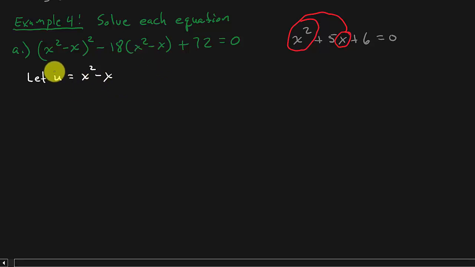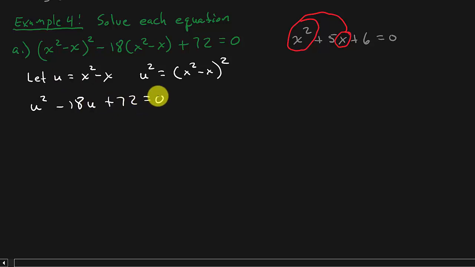So now I want to square both sides here. And when I do that, I get u squared equals x squared minus x squared. And you can see that when I squared both sides, I ended up with this first term. So what I'm going to do is replace this first term with u squared minus 18, and I'm going to replace this middle term with u.